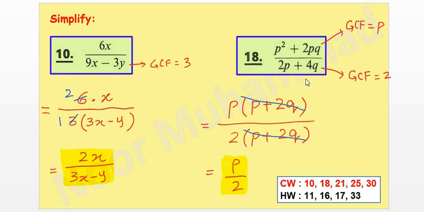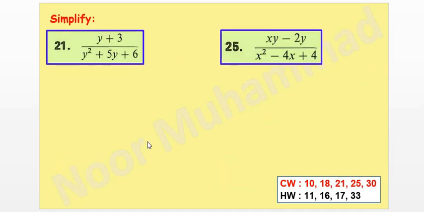So here is the answer for question number 18. Clearly I wrote it here for you. P is the GCF in the numerator and 2 is the GCF in the denominator. Pull out the GCF and see what is left inside the brackets, and then cancel the similar factors, and finally we are getting P over 2, the answer, right? Now solve 21 and 25 on your own, and then play the video to check your answers.